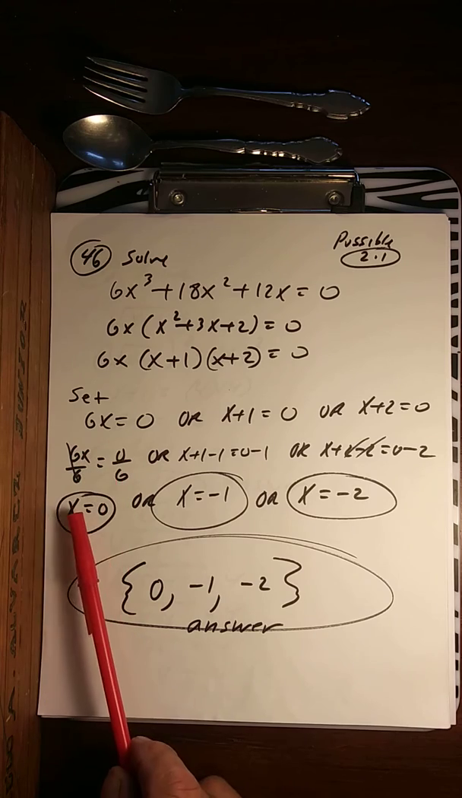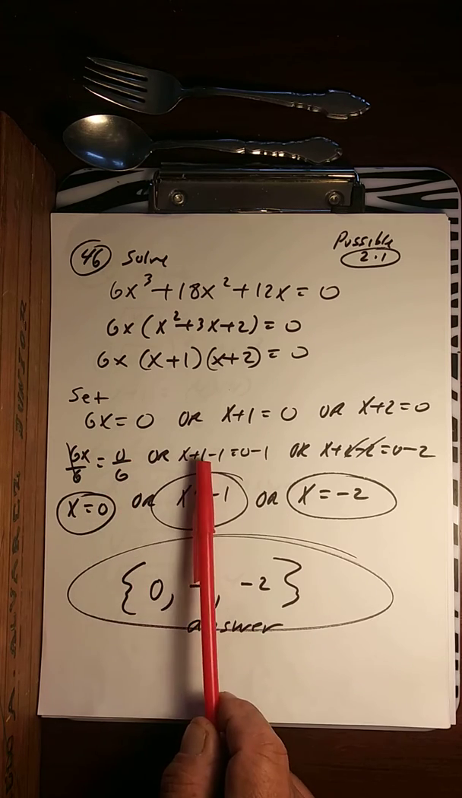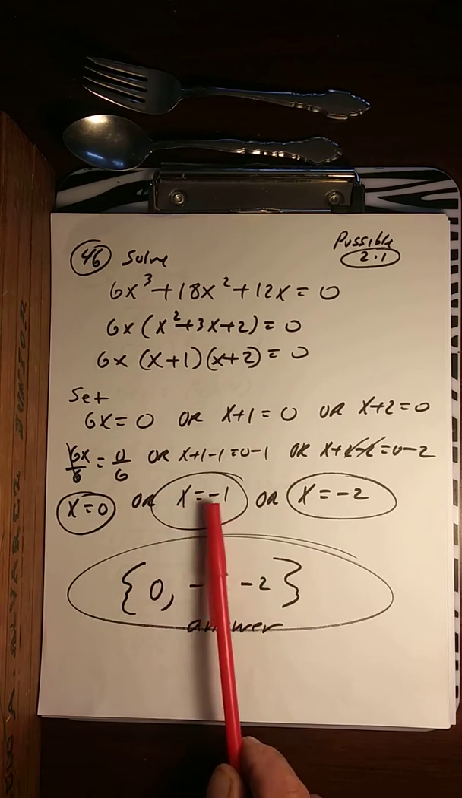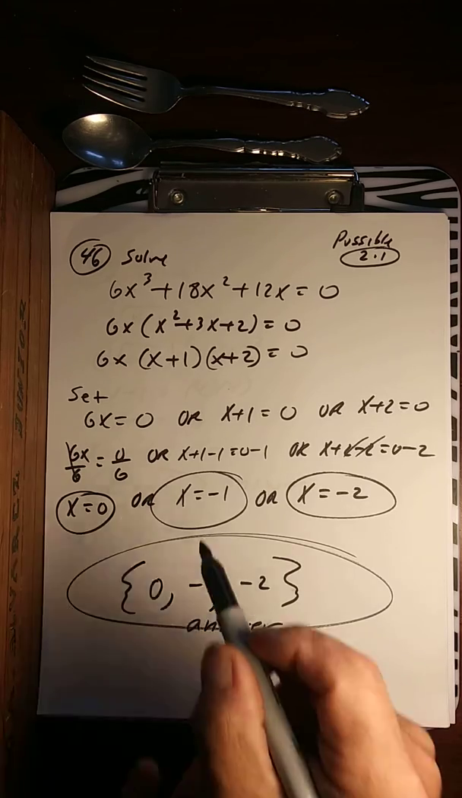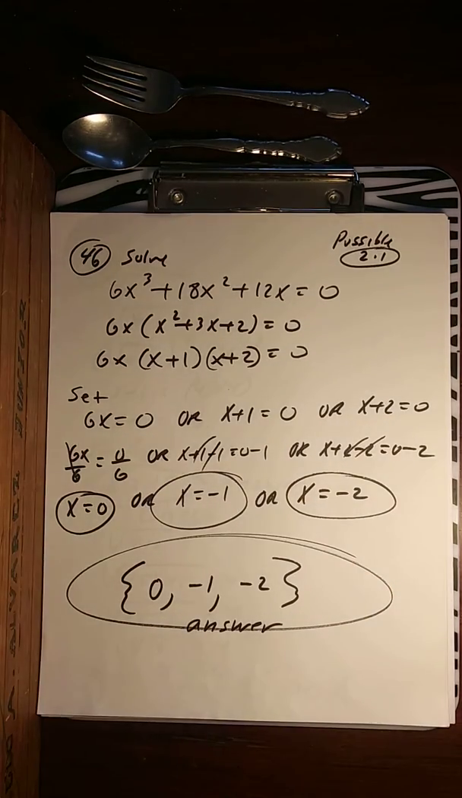Divide by 6. So 0 divided by 6 is 0. Minus 1 on both sides of this, so x is negative 1. And the other one, minus 2 on both sides. So the answers are 0, negative 1, and negative 2.